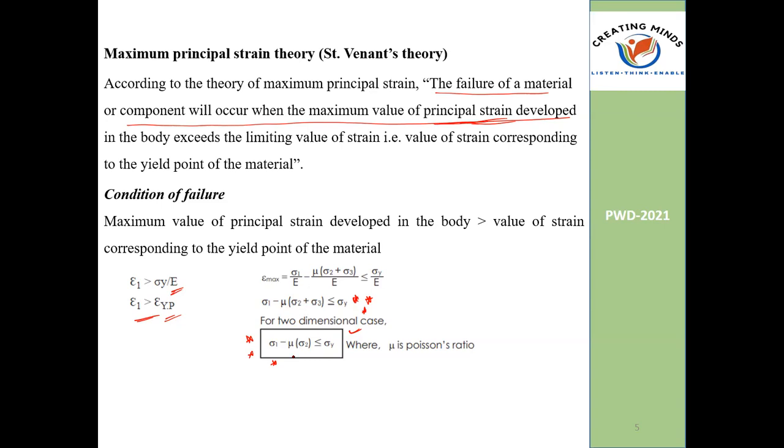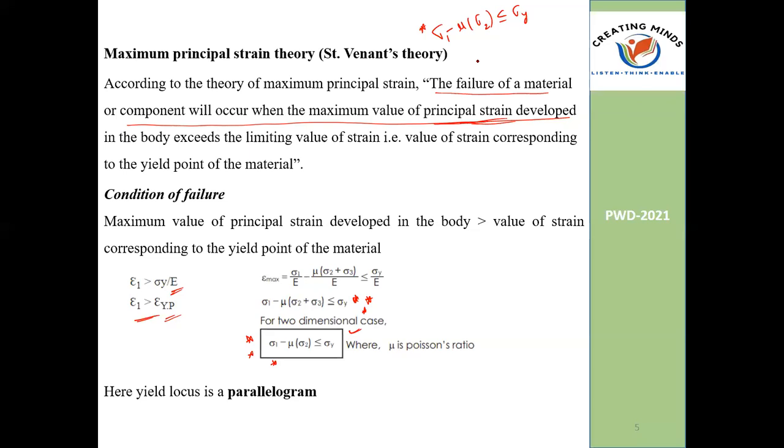For the maximum principal strain theory, you have to remember 2 things. One is this equation, sigma 1 minus mu times of sigma 2 less than or equal to sigma y. This is the condition you have to remember. In match the following, they will give the condition on one side and on the other side they will give Venant's theory, Rankine's theory, or whatever. In that situation, you have to match perfectly.